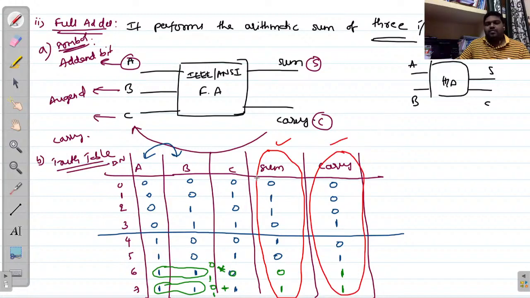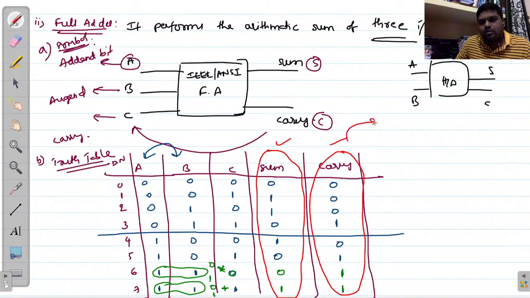With the help of this sum and this carry, you can write the Boolean expression. You can write directly from this truth table, otherwise you can go for K-maps also to realize Boolean expressions for sum and carry. I'm directly writing from this truth table. Whichever active combinations are there, I'm focusing on those combinations, and I will write the expression in terms of sum of products.